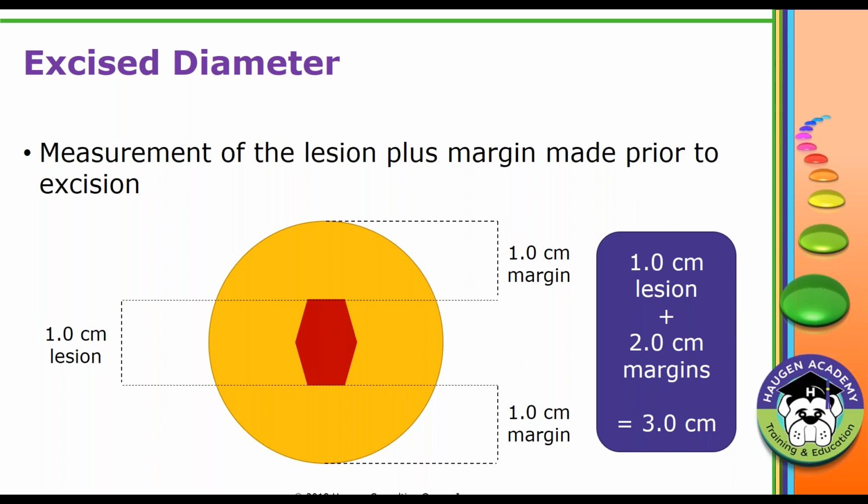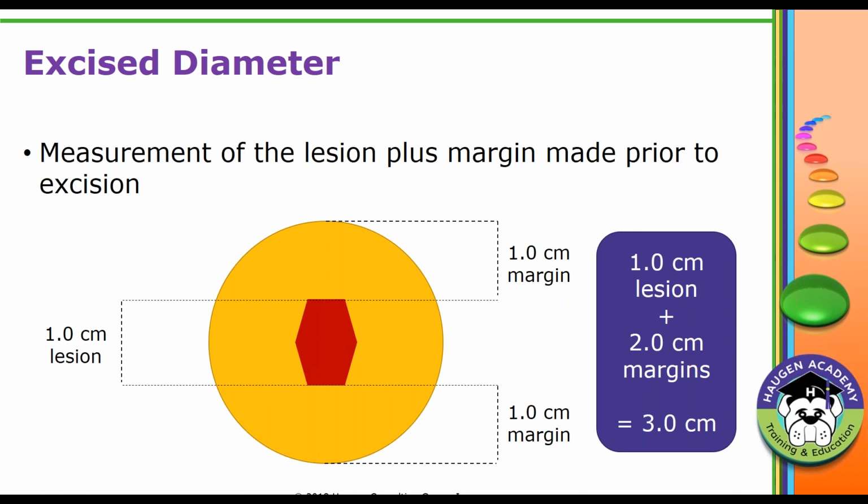The measurement of the lesion plus the margin is going to be made prior to the excision. And the excised diameter is going to be the same whether the surgical defect is repaired with a straight line or if it has to be reconstructed, like with a skin graft. And this again works the same whether the lesion is benign or malignant.